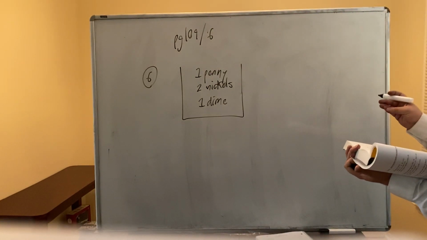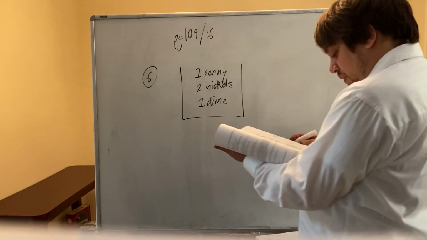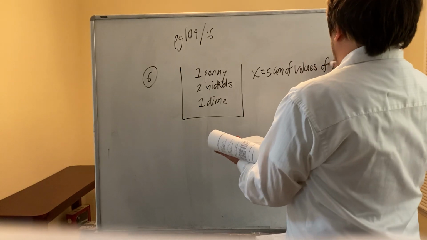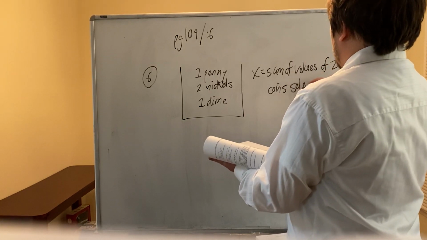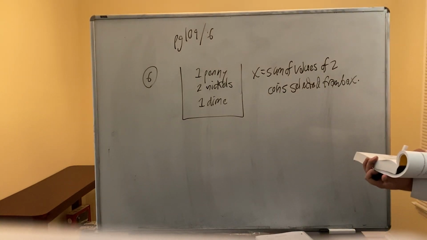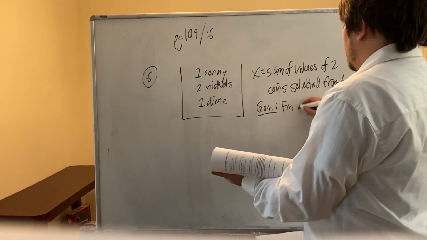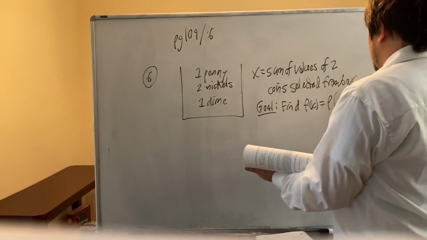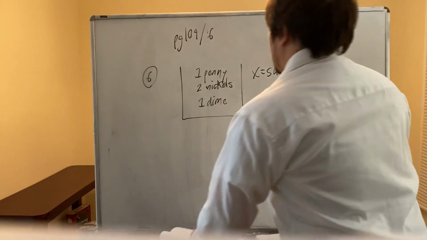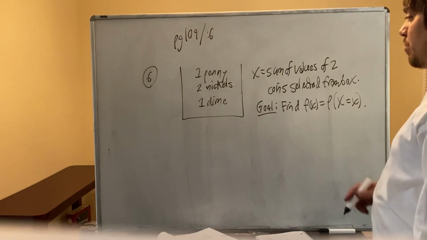If 2 coins are selected at random from the box, and X is the sum of values of the 2 coins, what is the probability function of X? So X is the sum of values of 2 coins selected from the box. The goal is to find f of x, the probability that capital X equals some fixed little x.